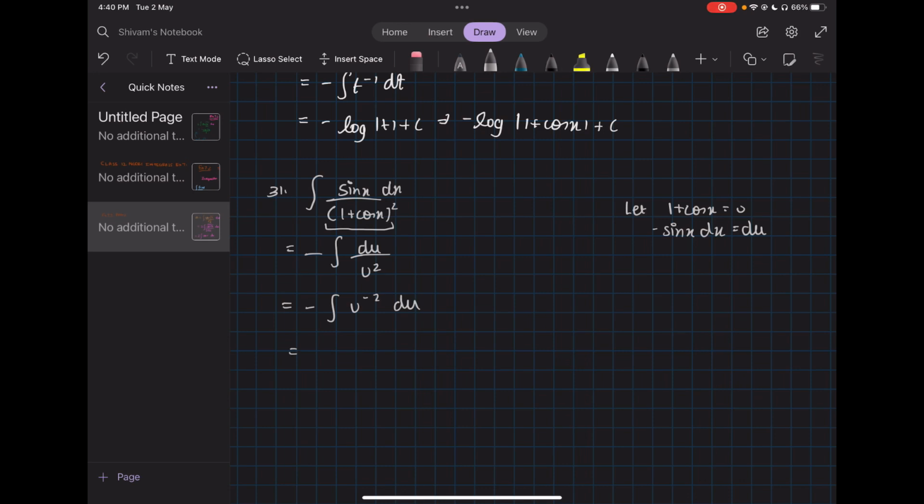Now we're going to use the power rule, which will be add 1 to the power and divide by the new power plus c. That minus and this minus cancel. We just have a 1 over u, and we're going to replace u with what we took u to be, and add a plus c, of course. And that is the answer.